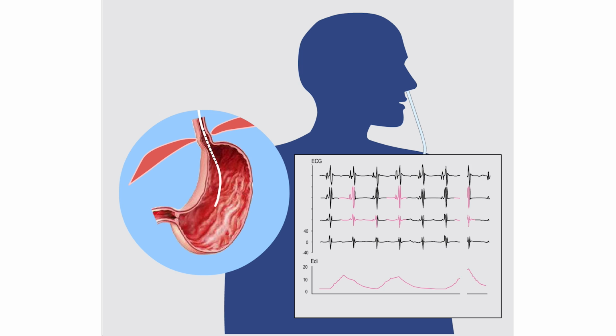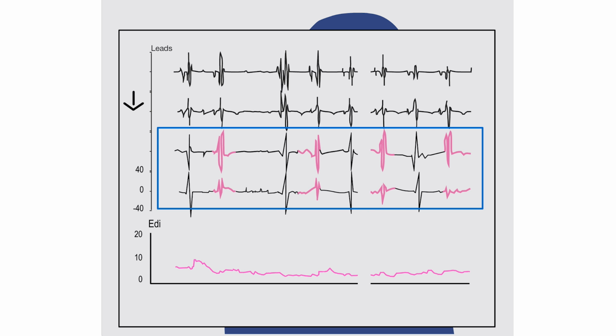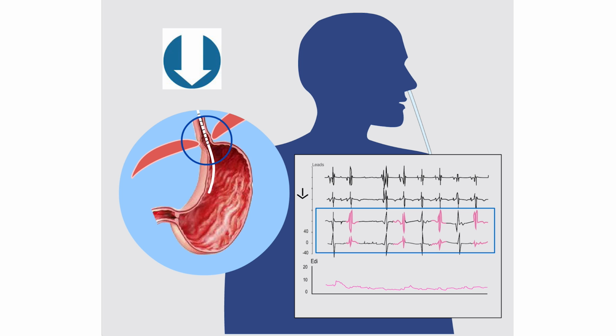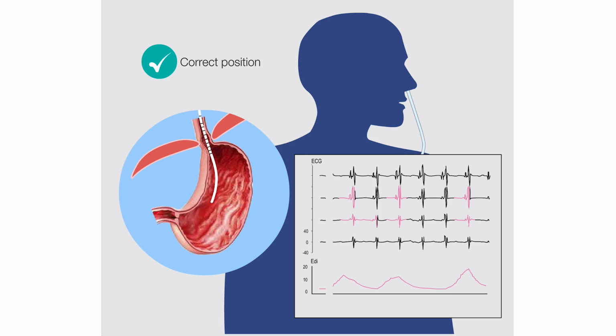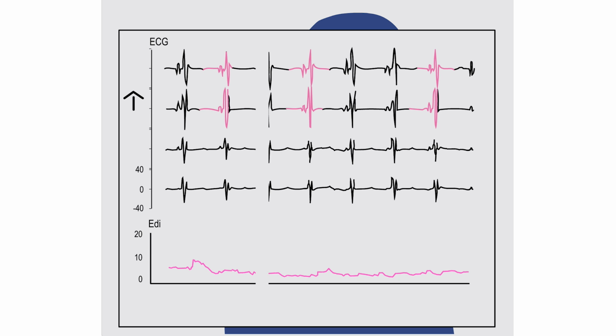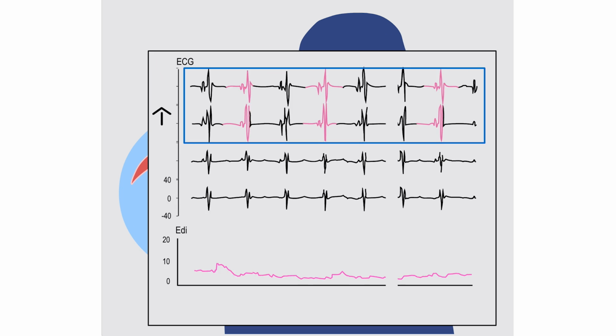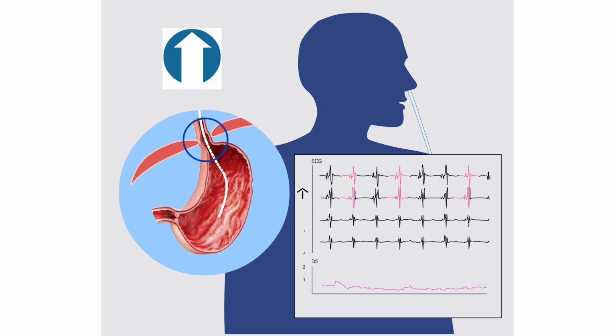Ideally, P and QRS waves are present in the top ECG curves. The P waves gradually decrease and disappear in the lower ECG curves, where QRS amplitude also decreases. If the bottom leads are highlighted, insert the EDI catheter further until the pink highlight appears in the center. If the top leads are highlighted, retract the EDI catheter slightly until the pink highlight appears in the center.